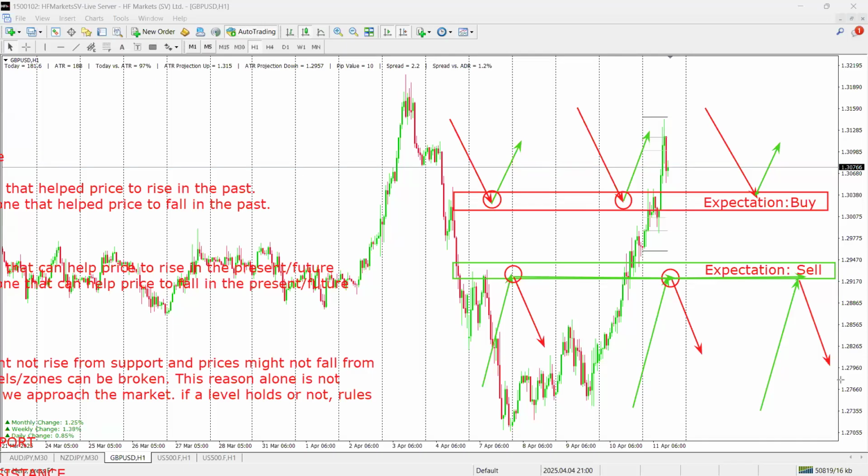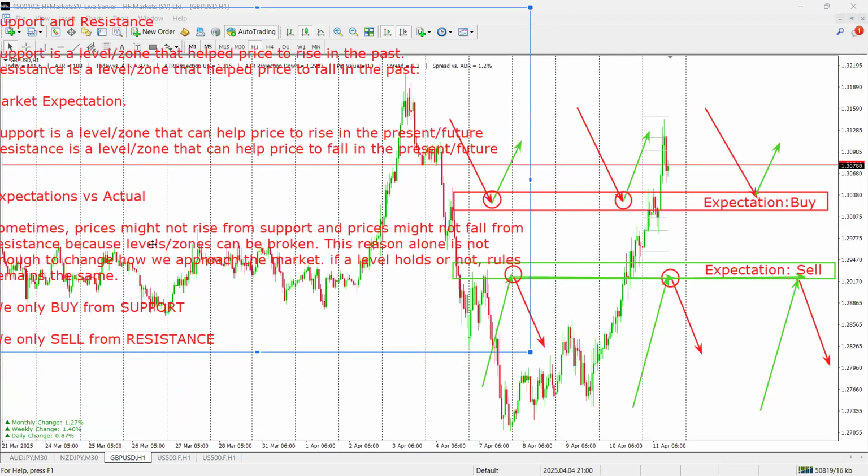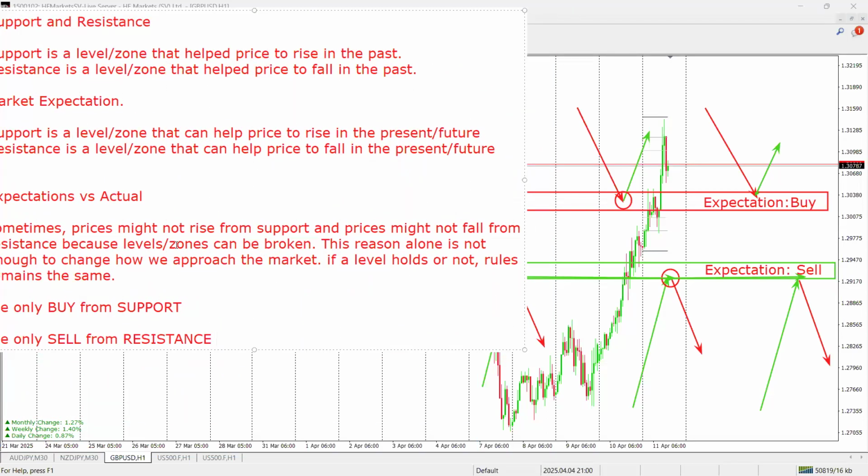You can see I keep using expectation because we're not sure, which is why the next headline here says, expectation versus actual, right? It says sometimes market might not actually respect these levels. Market might get to a level of support and go beyond it. Market might get to a level of resistance and also opt to go beyond it. So we're not sure. We're only holding on to expectation that, okay, the market should do this.